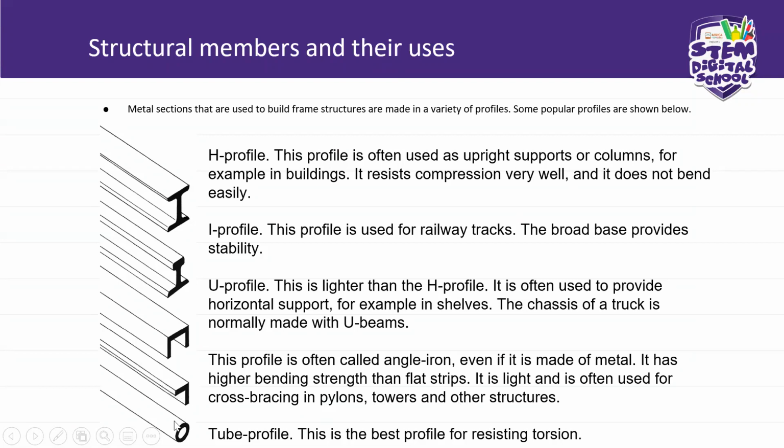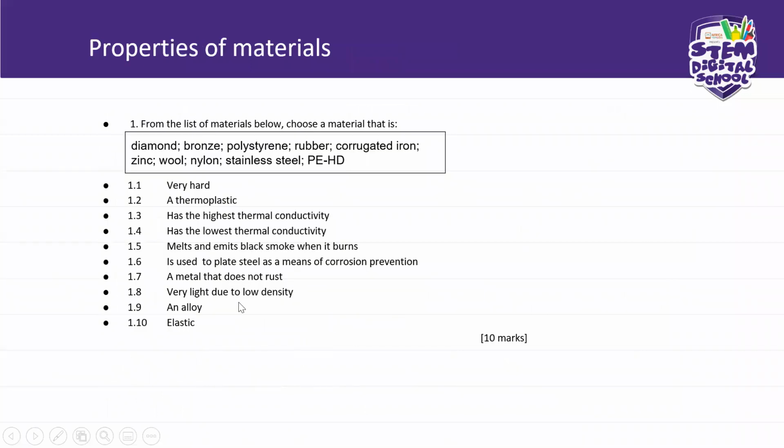Okay. Then you have a tube, the tube, okay. The tube is the best profile for resisting torsion. Remember, we said torsion is the force that involves twisting. So this one resists twisting. It's not easy to twist. And they are arranged in their order of strength. Okay? Please remember this.